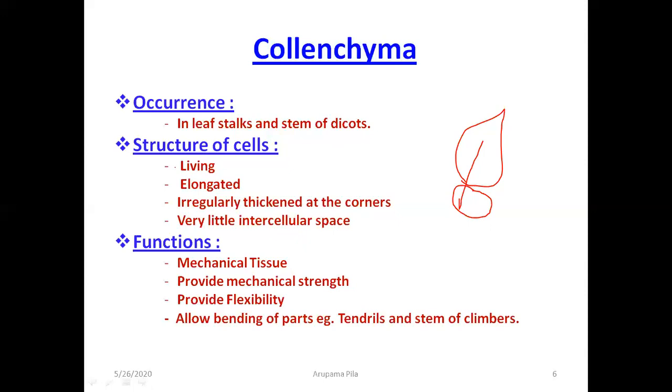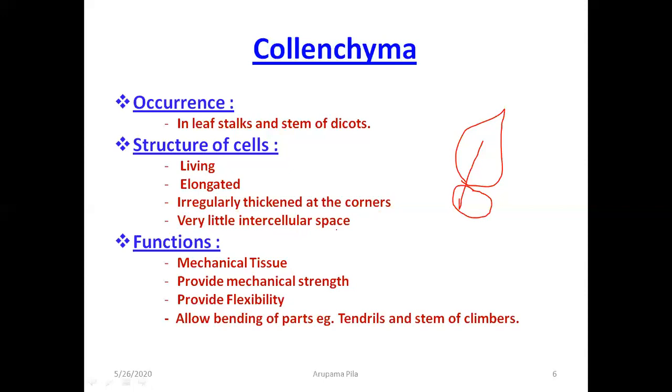Then come to the structure of the cell. The collenchyma tissue contains cells which are living, and I want to tell you again that in parenchyma also the cells are living. These cells may be elongated and are irregularly thickened at the corners. Why are they thickened? Because of the deposition of lignin. And very little intercellular space is present, because of the irregular thickening.